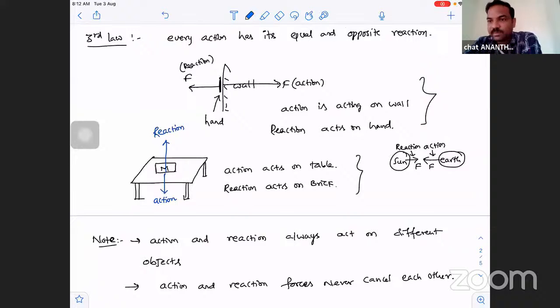You are applying the force on the wall, that is action. Wall will apply the force on you, that is the reaction. Reaction will act on you, and action is acting on the wall. Action reaction forces will act on two different objects. On the same object, if equal and opposite forces are acting, then they will cancel out.